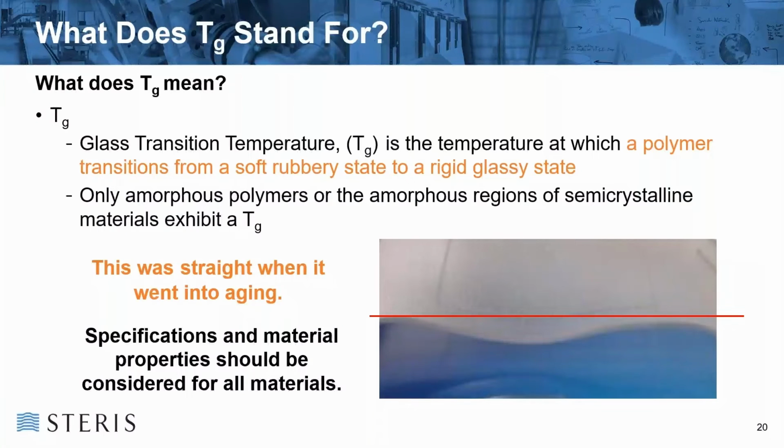Only amorphous polymers or the amorphous regions of semicrystalline polymers exhibit that glass transition temperature. So if you take a look at this picture here, this was straight when it went into aging. And you can see that this product was aged above its glass transition temperature. So we reached that rubbery state, and you can see how that product has been deformed over time. So the specifications and material properties should be considered for all materials when you're choosing that accelerated aging temperature.